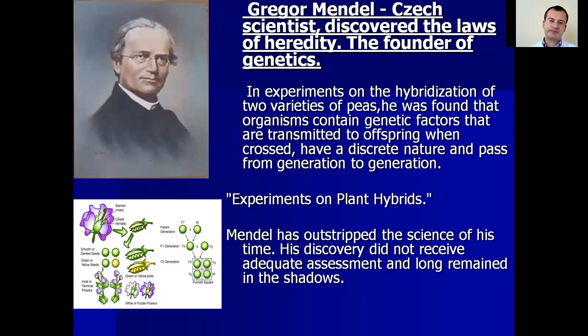Gregor Mendel. In experiments on hybridization of two varieties of peas, he found that organisms contain genetic factors that are transmitted to offspring when crossed, have a discrete nature and pass from generation to generation. Experiments on plant hybrids. Mendel was ahead of the science of his time. His discovery did not receive adequate assessment and long remained in the shadows.